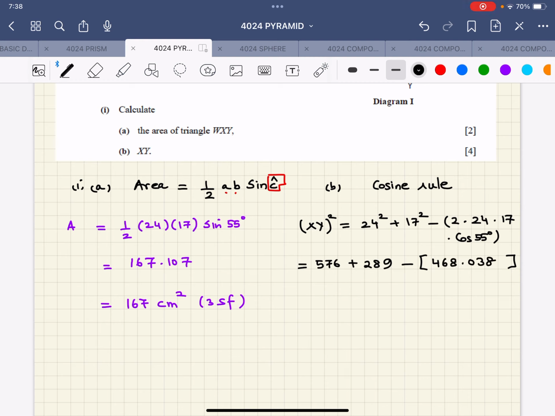468.038. Naturally, I have to use the calculator. So this is 576 plus 289 minus 468.038, and this is coming out to be 396.962. So let me write it properly. This is XY, the whole thing squared. Therefore, XY is the square root of this answer, and this is 19.923. So I'll write this as XY is 19.9, correct to 3 significant figures. We have to take care of the accuracy.